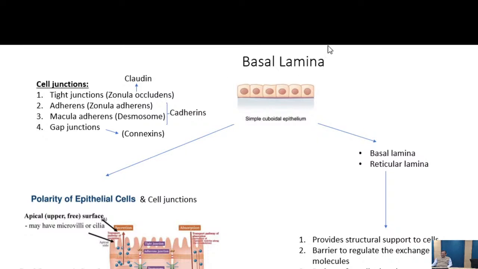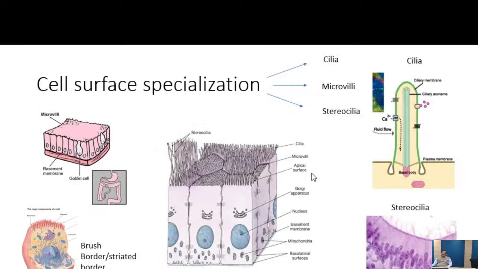So what is the function of the basal lamina? It provides structural support to cells. It provides a barrier to regulate the exchange of molecules across it. And if some cells are damaged, then other cells will migrate along this platform. So it is the pathway for cell migration.